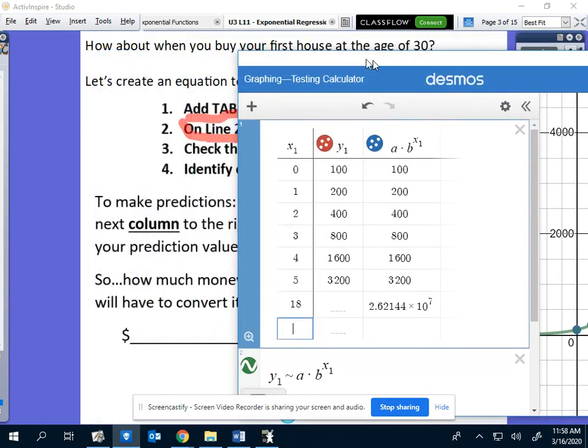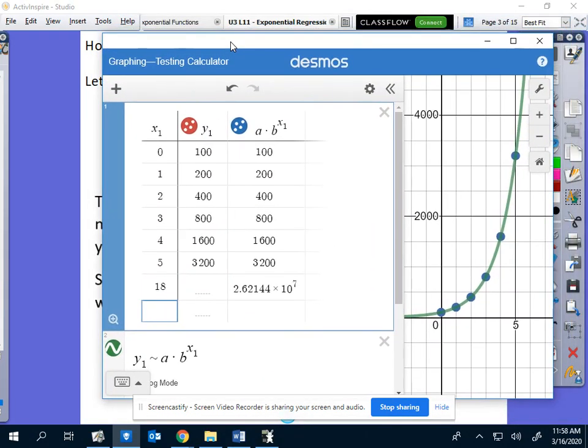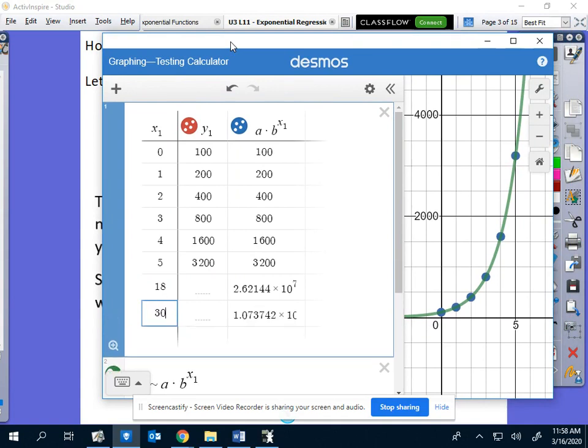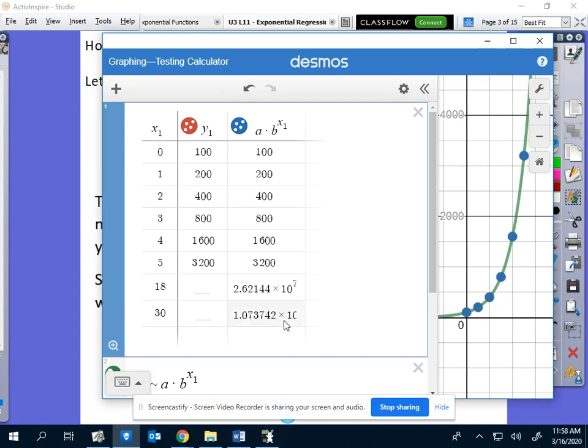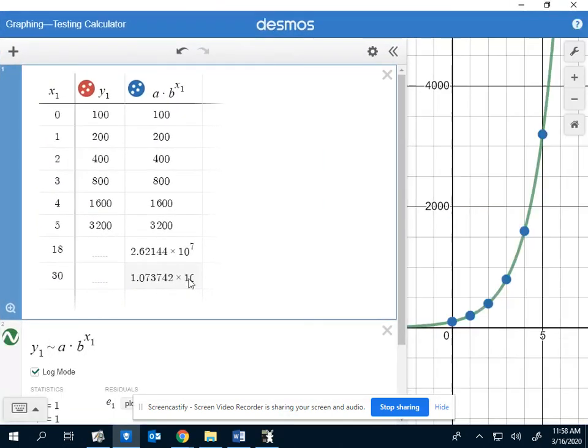Imagine, though, if you buy your first house at 30 years old. If we type in a 30, I can't even read it all because I don't have enough space there. Let's click in there and see what that number actually is. Let's see, can I click over? I can't even see it. That's how big that number is. Let me click pause here and figure out how to make sure we can actually view it.